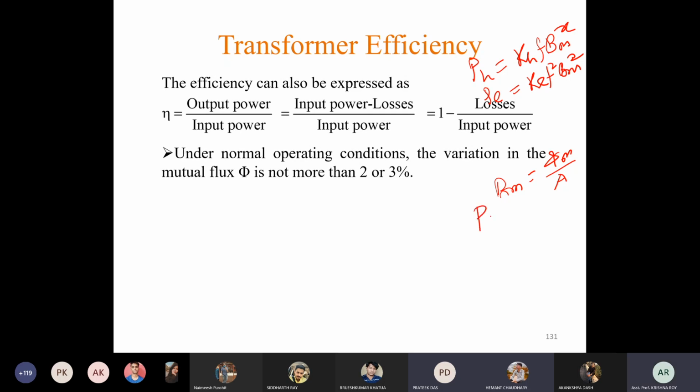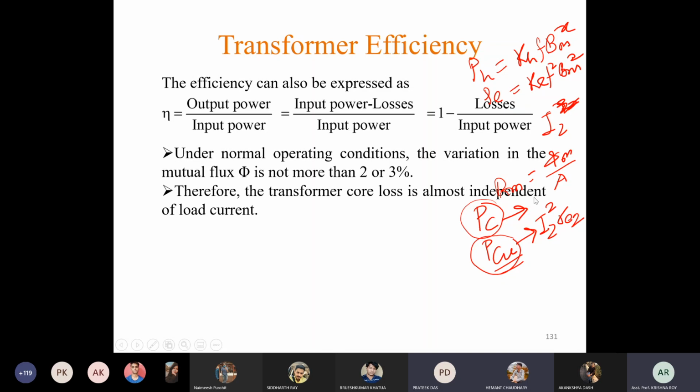There are two losses, PC and PCU. This is core loss and this is copper loss or ohmic loss. So when the load varies, that means when I2 varies, there will be no change in this core loss part, but only this copper loss will change, because copper loss is expressed in terms of I2 square and Re2. So if I2 changes, only the copper loss will change. That is the significance of this statement.